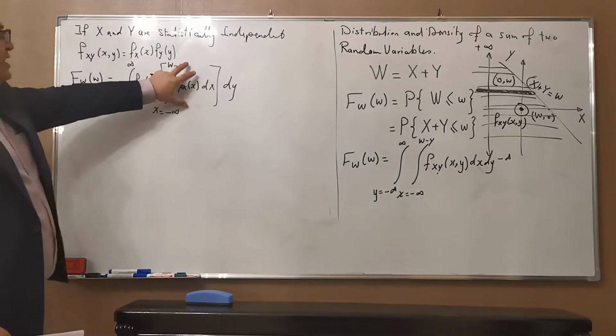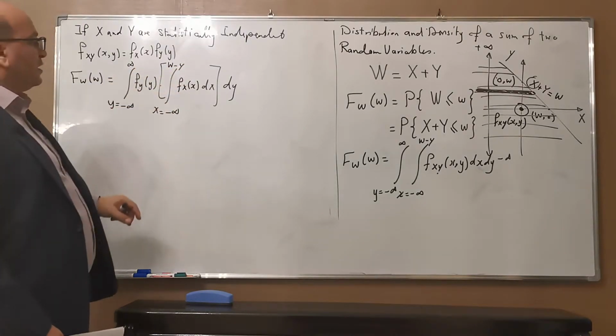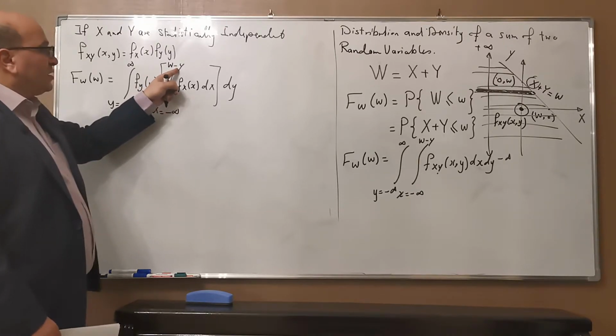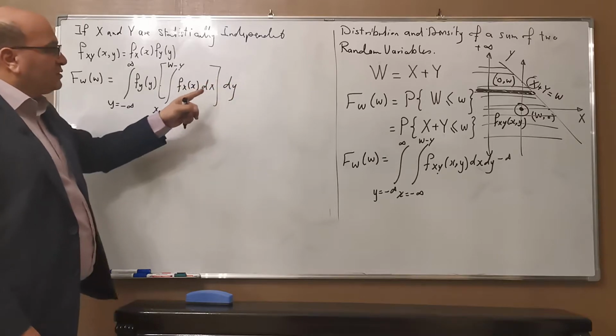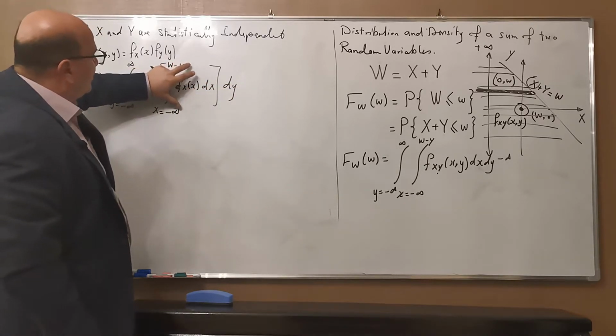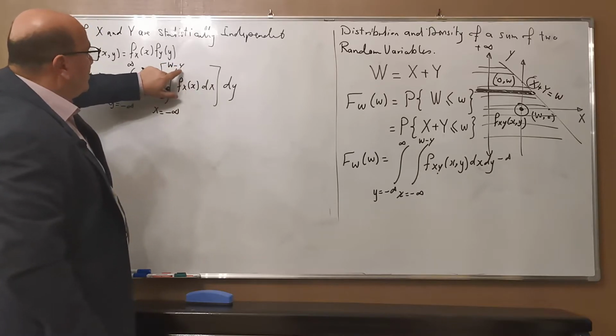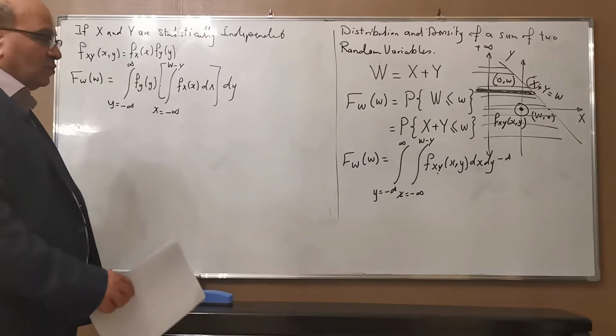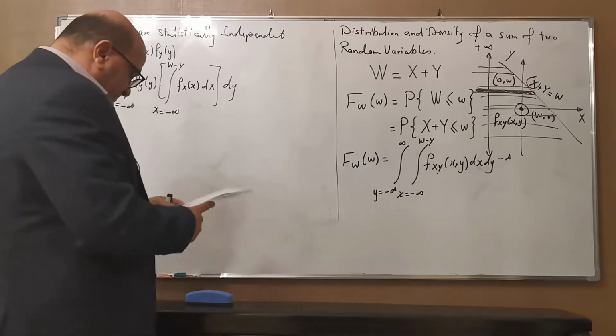So this is an inner integration, this is an outer integration. Notice that the upper limit here is y, so you cannot take it outside the integration dy. You have to integrate this inner integral first, find it as a function of y, then do the outer integration with respect to y.